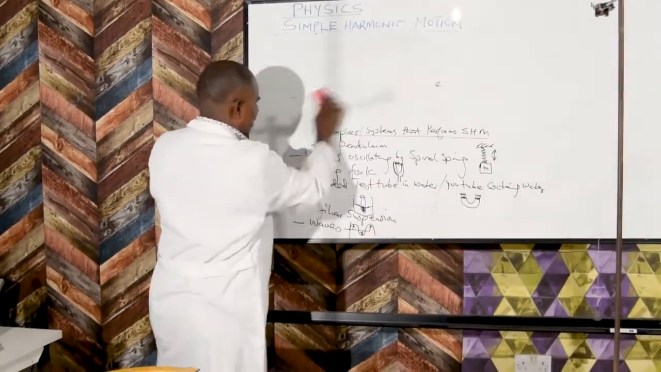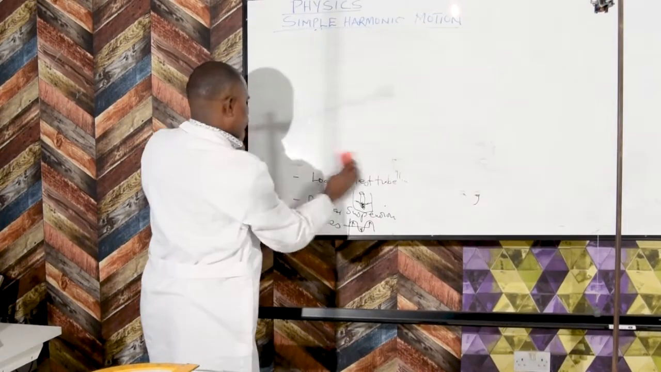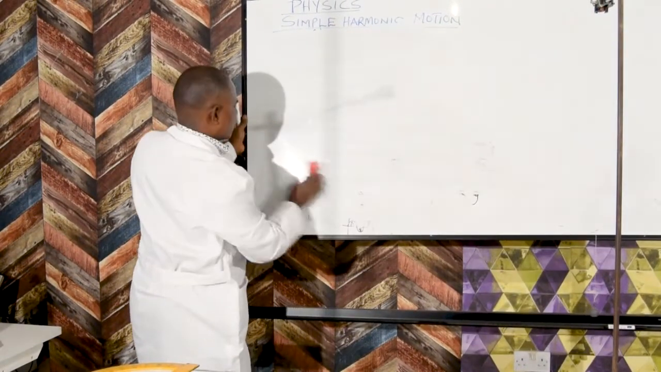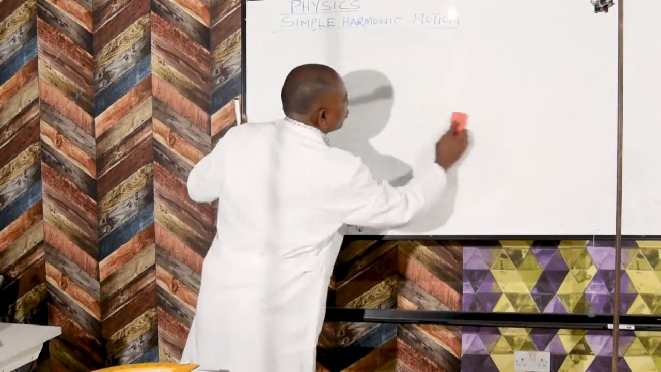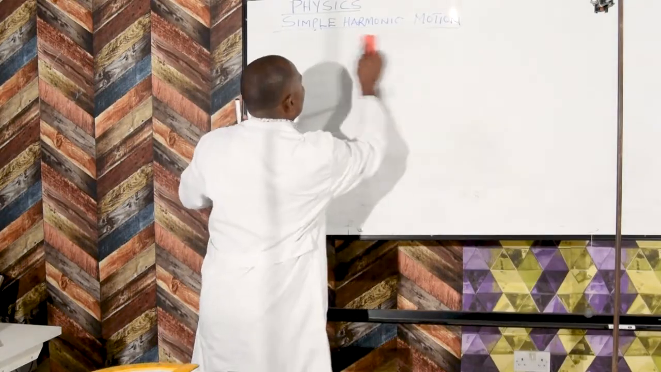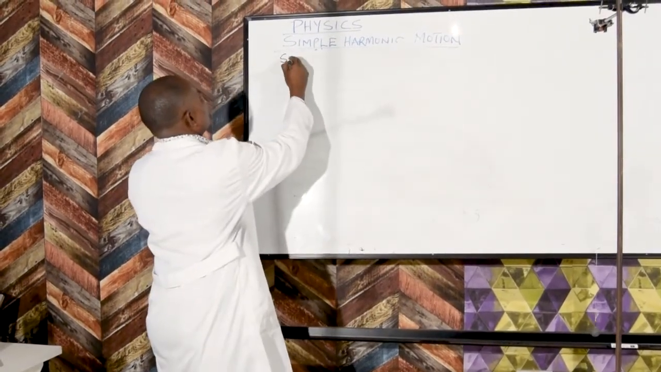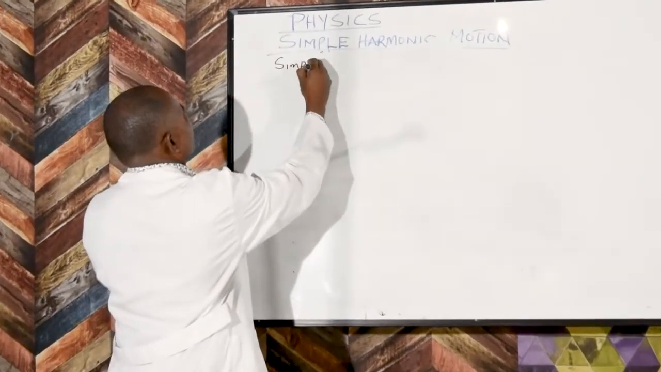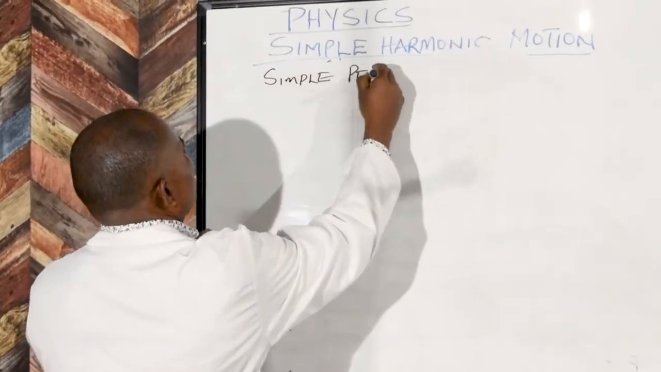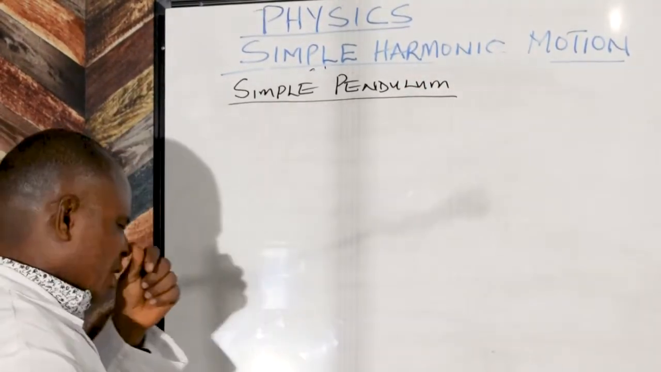So we have already defined simple harmonic motion. We have also described a few examples. So we now want to look at a specific example, which is the simple pendulum. So we'll look at a simple pendulum, and a simple pendulum is a specific example. Yeah, so what's the simple pendulum?